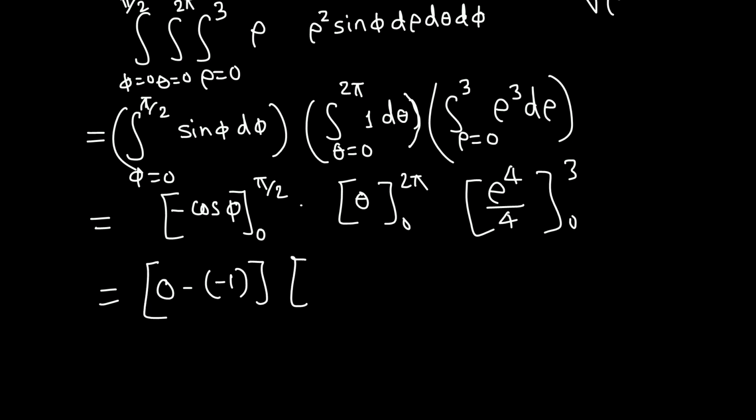Here, 2 pi minus 0, just 2 pi. Here, this is 3 to the 4th over 4, 3 to the 4th is 81 over 4, minus rho is 0, so this is 81 over 4, and this is 0 minus negative 1, just 1. So 1 times anything is just that, and 2 divides twice, so 81 pi over 2, or 81 halves pi, same thing. Final.